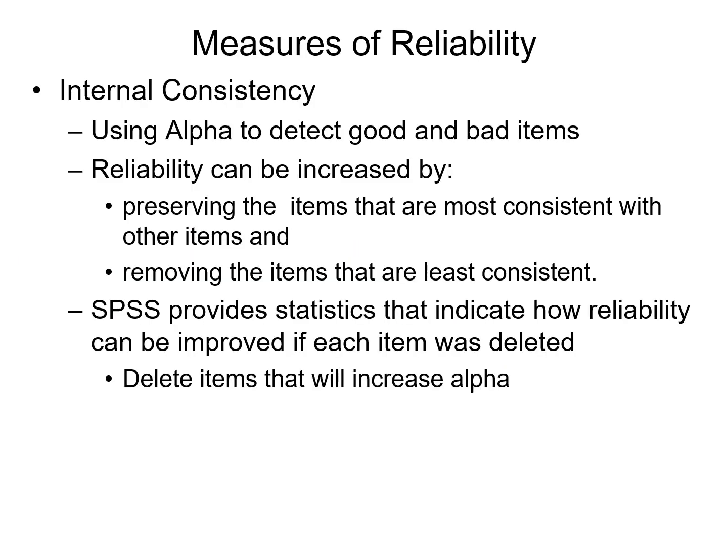So we can also use Cronbach's alpha to detect good and bad items. We can find items that don't correlate with others. And one of the functions of most of the statistical packages like SPSS out there is it'll also tell us for each and every item whether or not the scale's total Cronbach's alpha would get better or worse if it's removed. So reliability can often be increased by preserving the items that are most consistent with each other and removing items that are least consistent. And SPSS will provide us statistics that indicate how reliable it can be with improvement as each item is deleted.